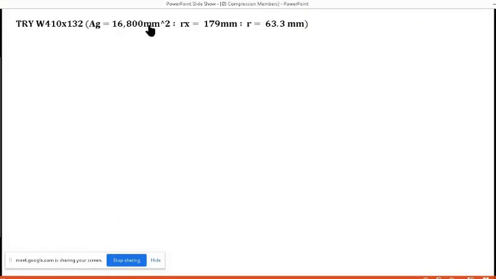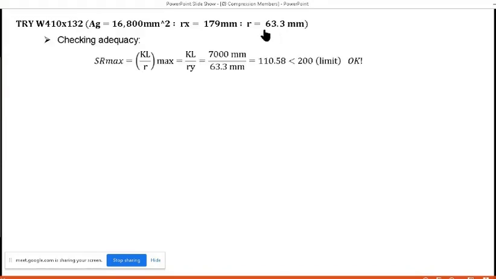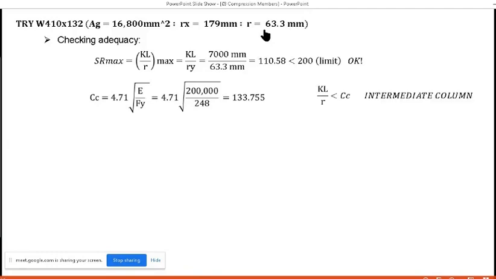So we need to check the next section which is 400 by 132. So the same process, kinuha natin, the same process nung sa last slide natin. Meron tayong area gross, Rx, and Ry. This is Ry. So we need to check the adequacy, yung SR max, umasa siya sa ating 200, yung limit ng slenderness ratio natin. Yung CC natin, we need to compare these two to know what type of column.